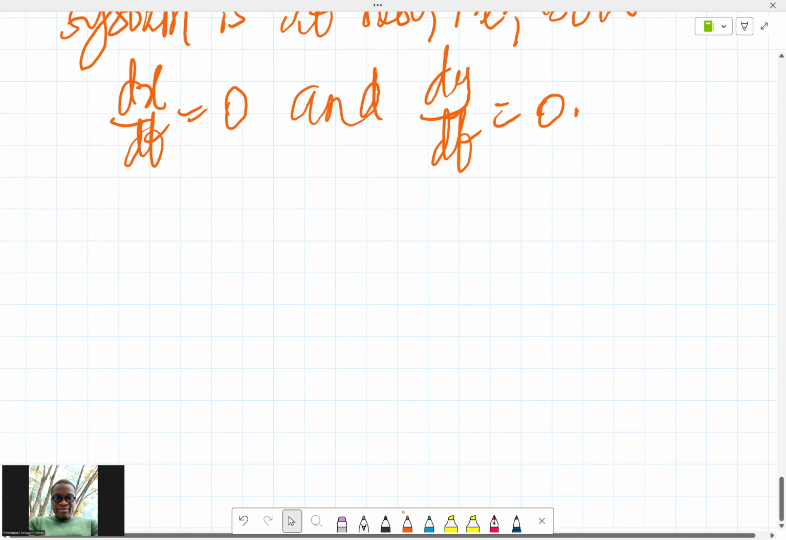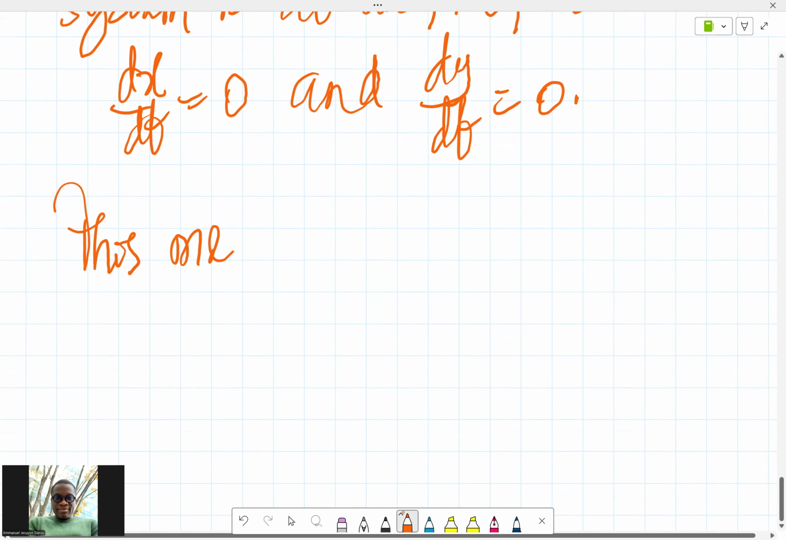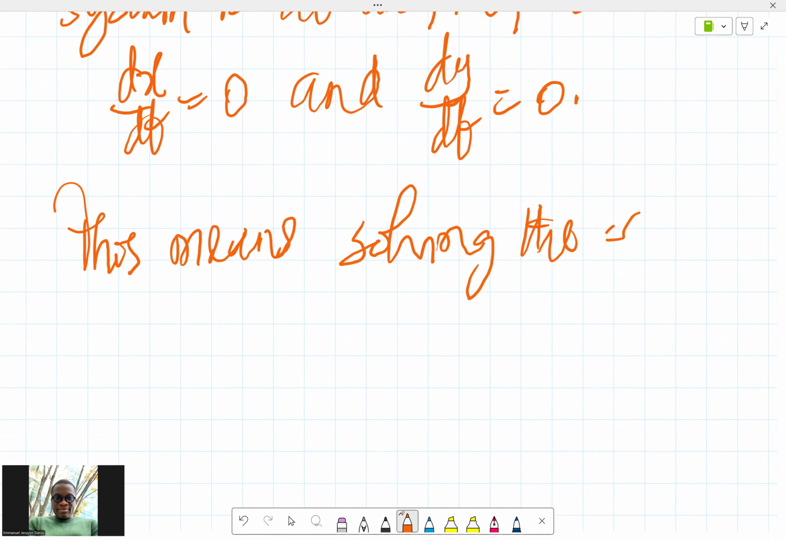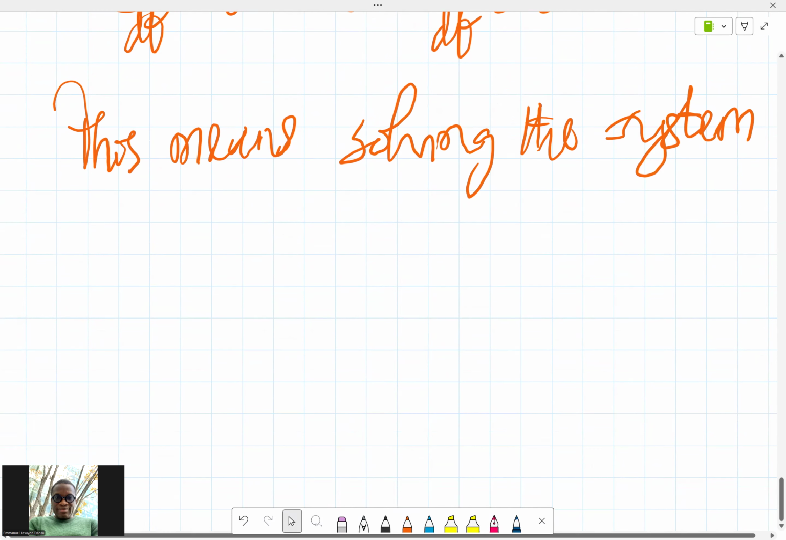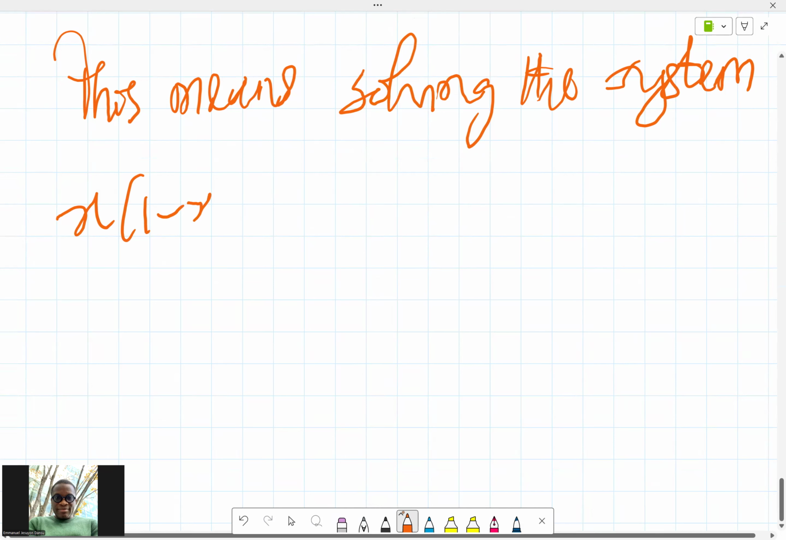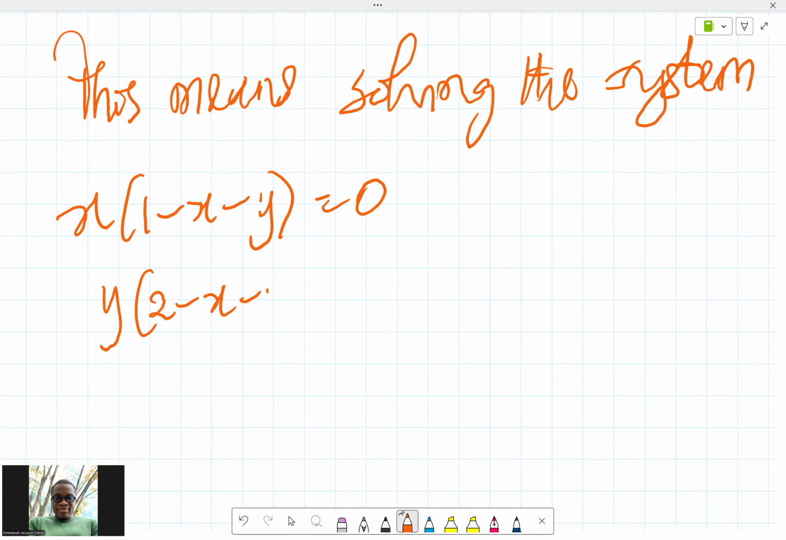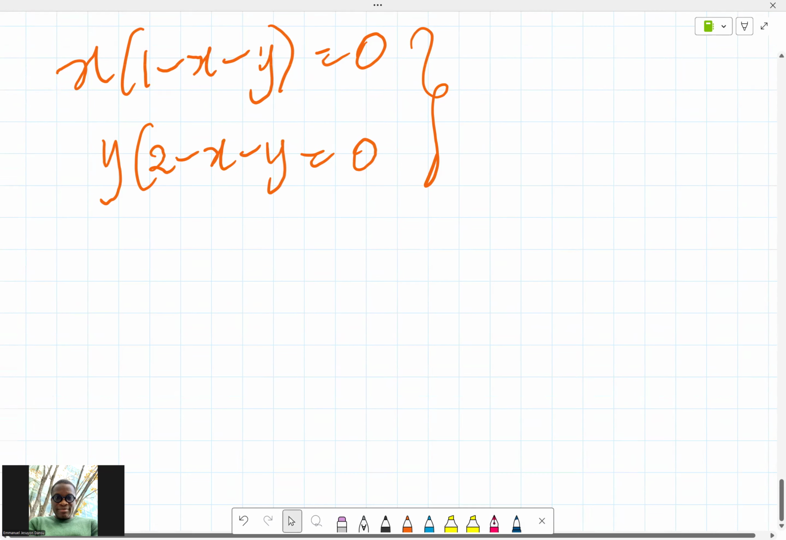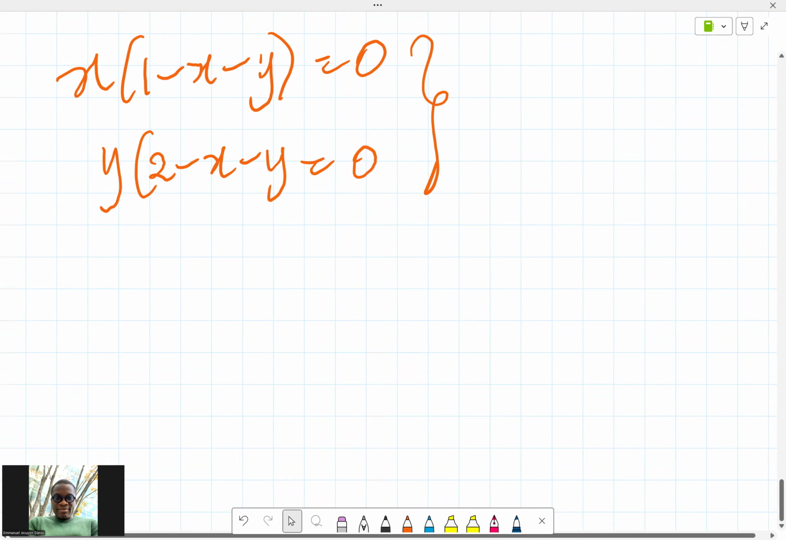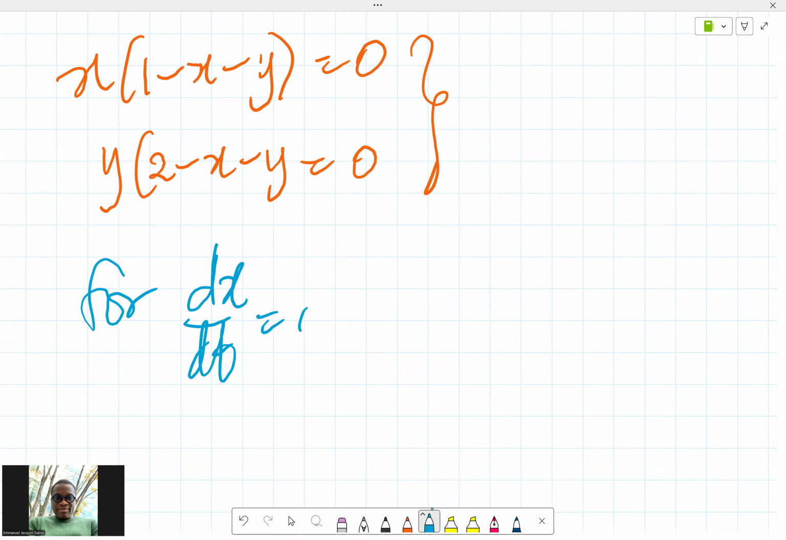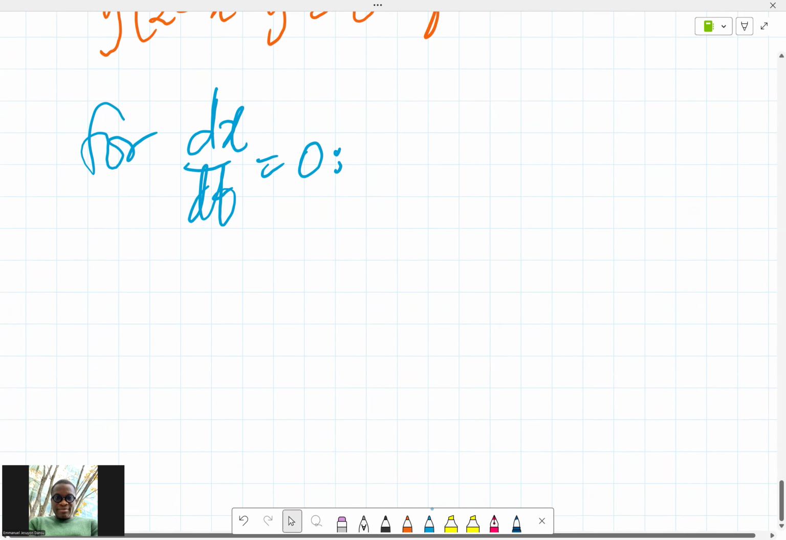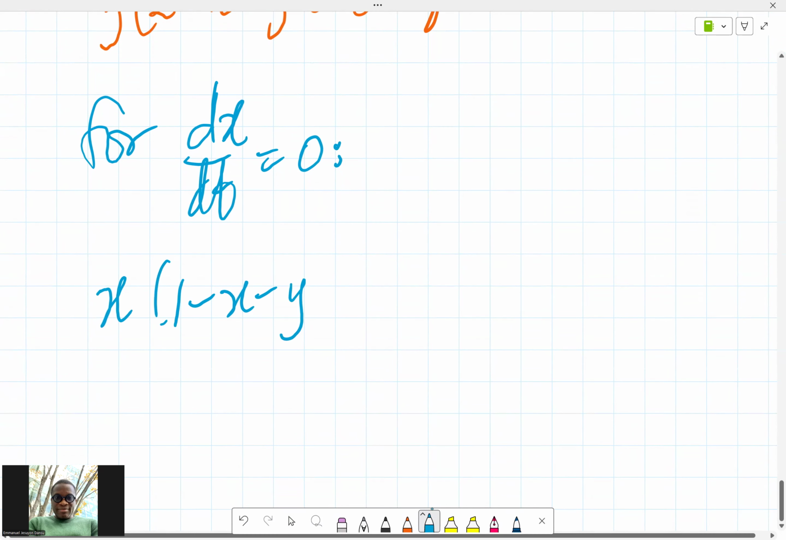So this means solving the system: x(1 - x - y) = 0 and y(2 - x - y) = 0. So you want to solve this simultaneously. Now, if you say dx/dt equals 0, what that simply means is that you take the first part, that is x(1 - x - y) equals 0.